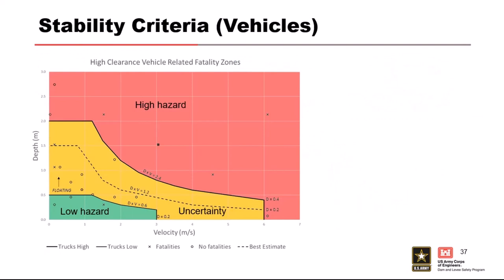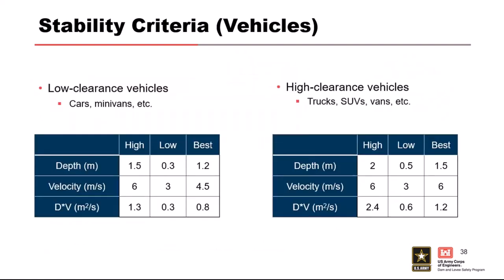We took whatever existing research is out there and developed some default functions for vehicle stability for high and low clearance vehicles to use in the software. Here's a shot of the default functions that we use. If you look over here, the depth is a bit different between the two. Why is that?